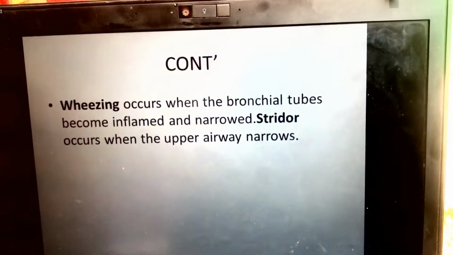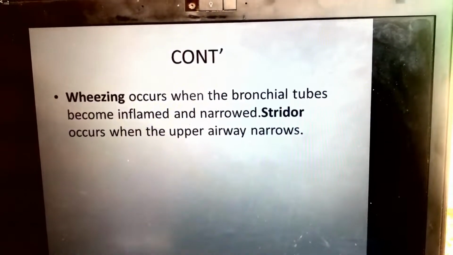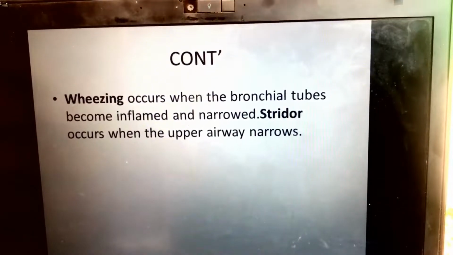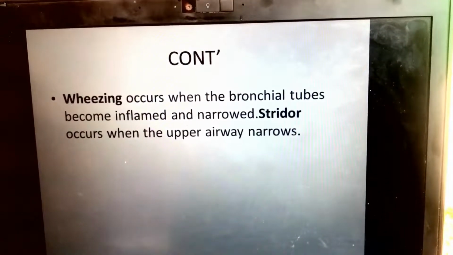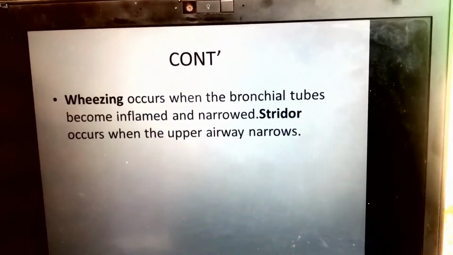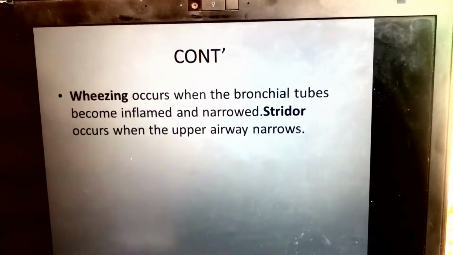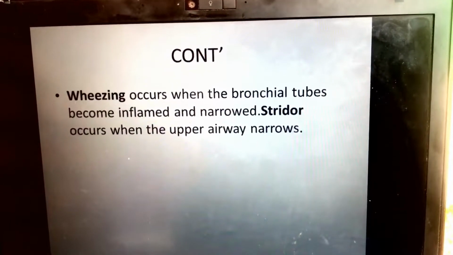But most of the time, wheezing is from the bronchi, but stridor is in the upper airways. The typical difference is breathing in and breathing out. We hear stridor when you are breathing in, and we hear wheezing when you are breathing out. Okay.